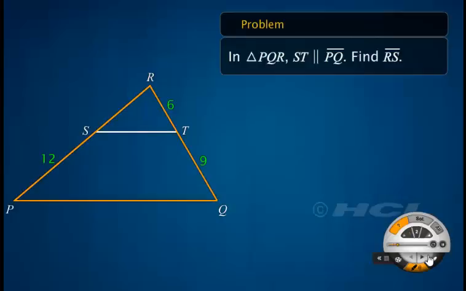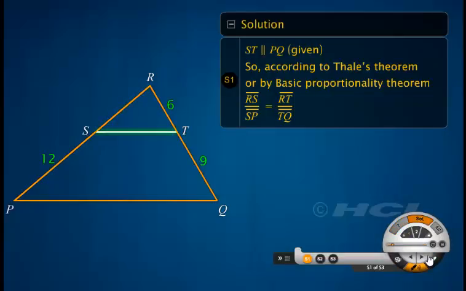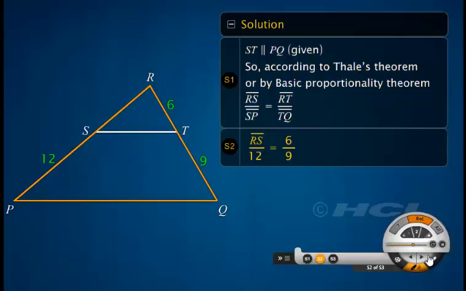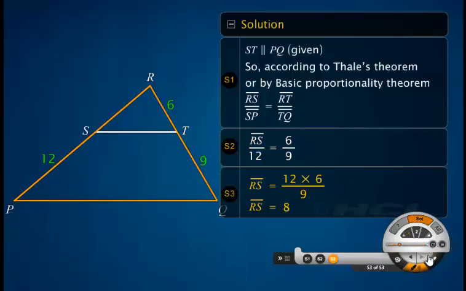In triangle PQR, ST is parallel to PQ. It intersects side RP at S and side RQ at T. Find the length of RS. Since ST is parallel to PQ and intersects side RP at S and side RQ at T, we can apply Thales' basic proportionality theorem to find the length of RS. Next, put in the known values. Thus, we find the length of RS.